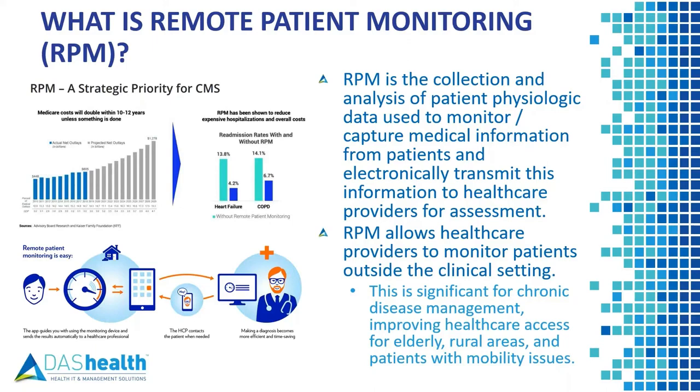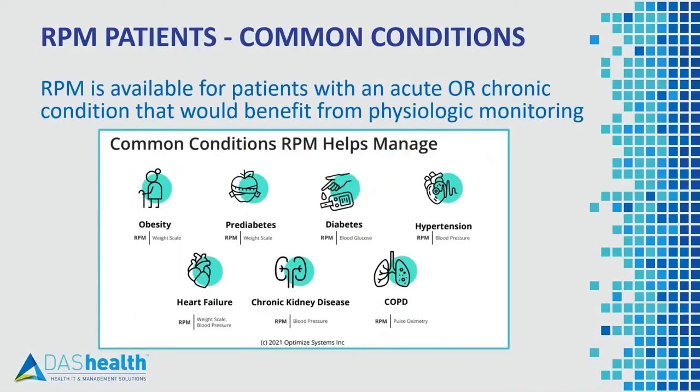So what this all means is one very important thing. RPM allows healthcare providers to monitor patients outside the clinical setting. This is significant for both chronic care disease management as well as improving healthcare access. This type of monitoring has proven to encourage patients to better participate in their own care and really take better control of their own health. And you can see based on the graphic how RPM has actually slashed hospitalization readmissions for heart failure and COPD in a pretty short amount of time.